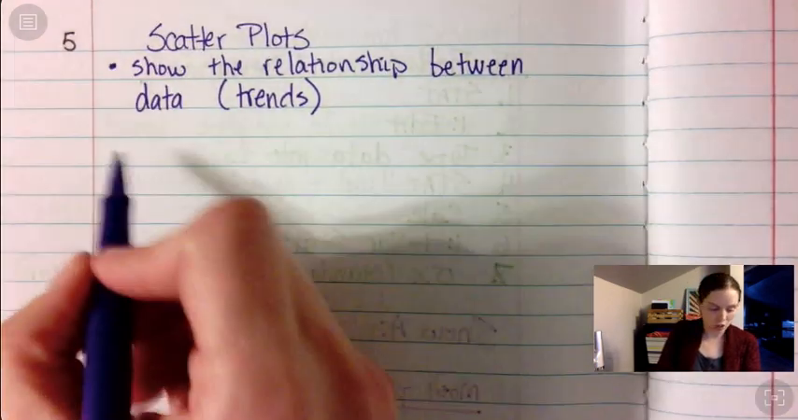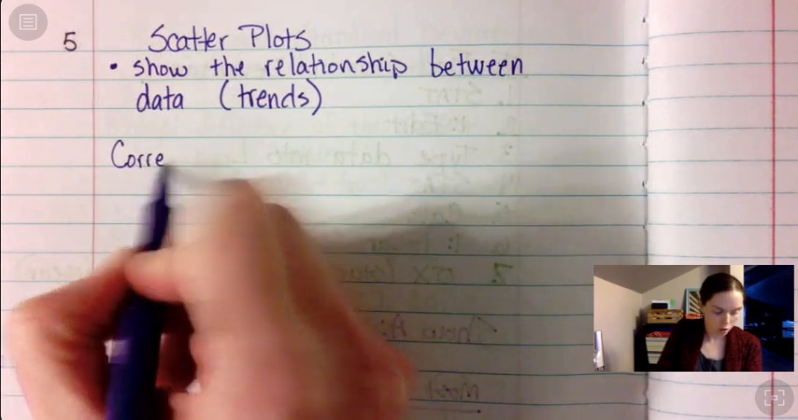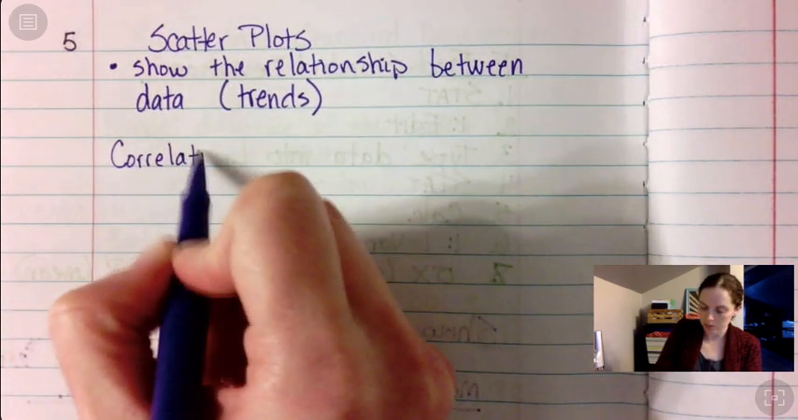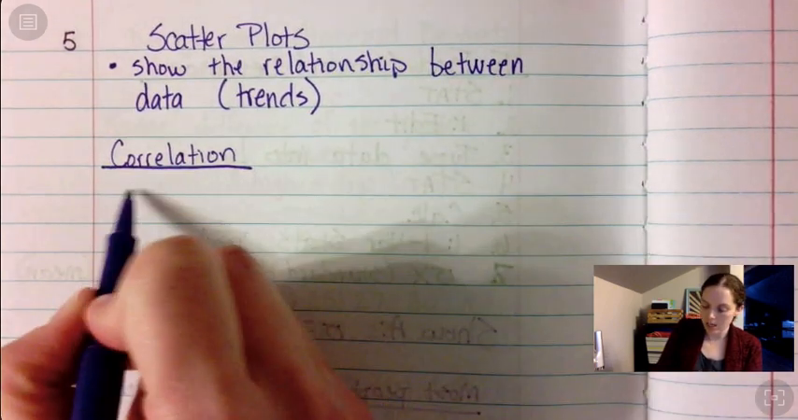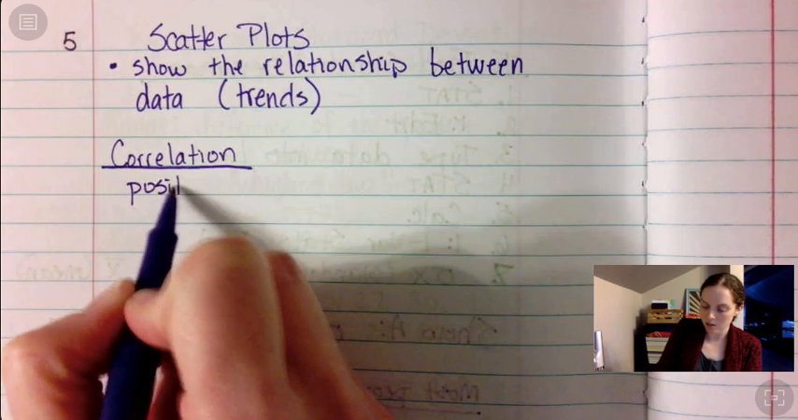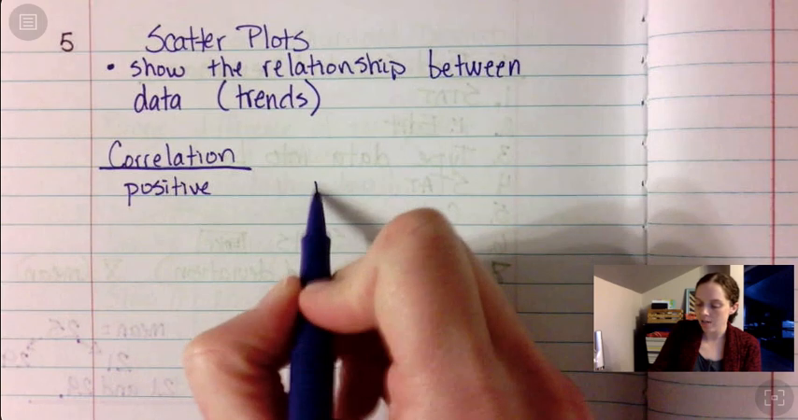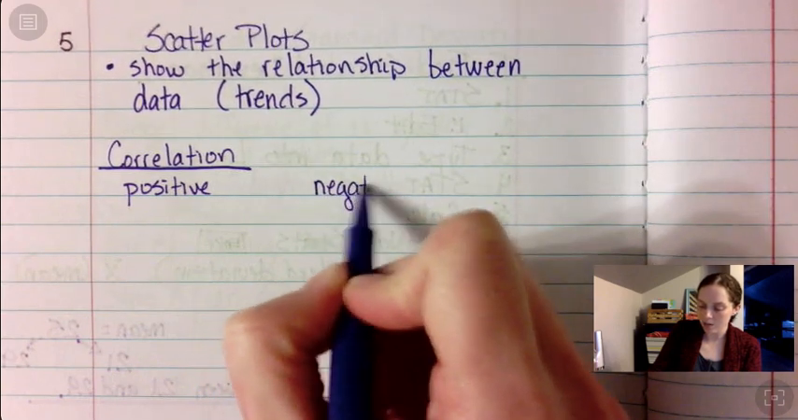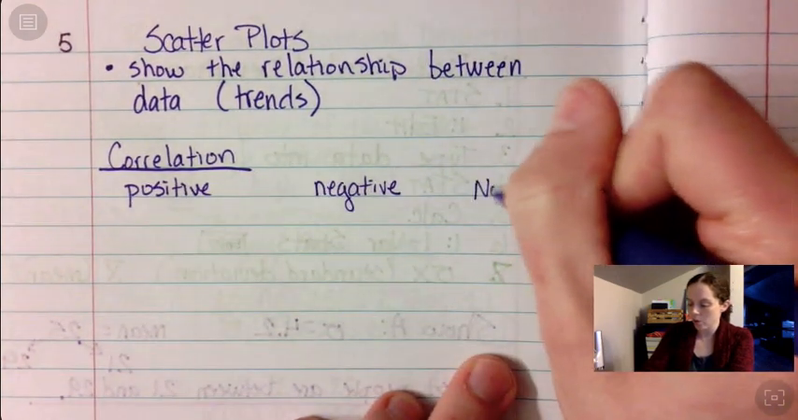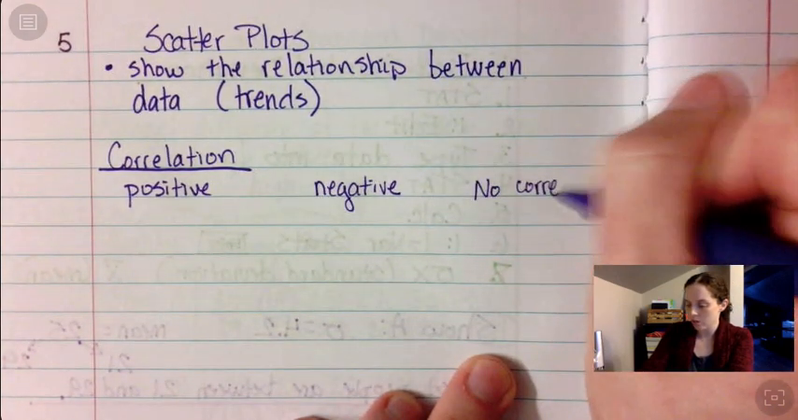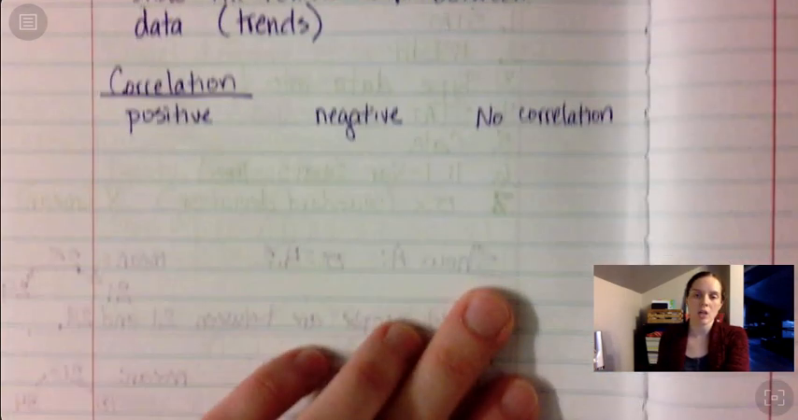Now, for the relationships, there are 3 different types, and these are called correlation. The first one is a positive correlation. So your data can have a positive correlation. You can have a negative correlation, and you can just have no correlation at all. Okay, and I'm going to show you what each of these looks like on a graph.